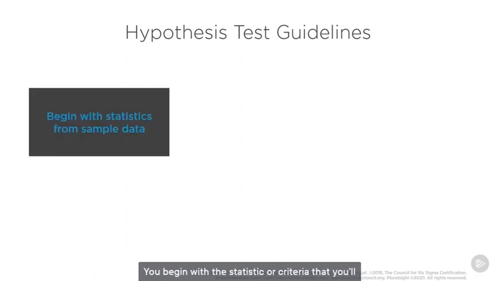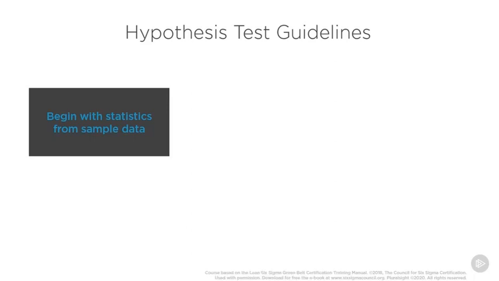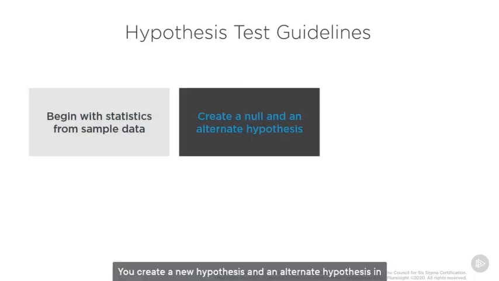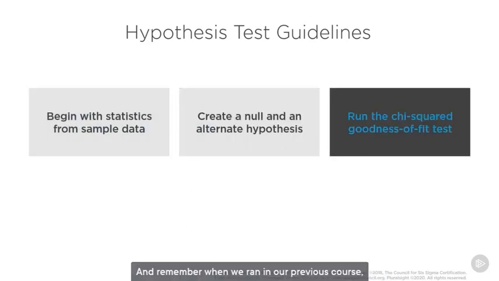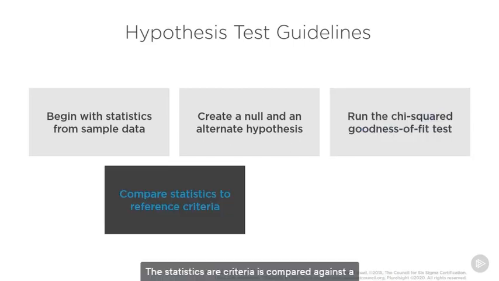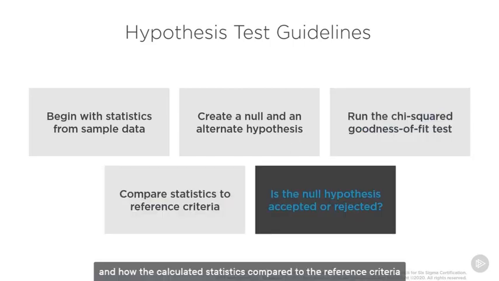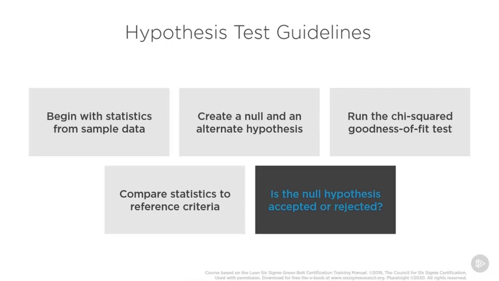You begin with a statistic or criteria that you will usually compute from your sample data. You create a null hypothesis and an alternate hypothesis in keeping with the type of test you are dealing with. And remember, when we ran the chi-squared goodness of fit test in our previous course, the null hypothesis was that the data was normal. The alternate hypothesis was that the data was not normal. The statistic or criteria is compared against a reference criteria or distribution. And how the calculated statistic compares to the reference criteria determines whether you accept the null hypothesis or reject the null hypothesis in favor of the alternative hypothesis.